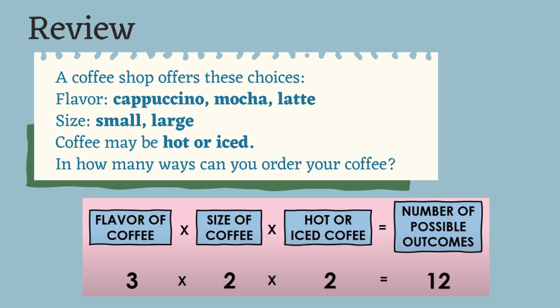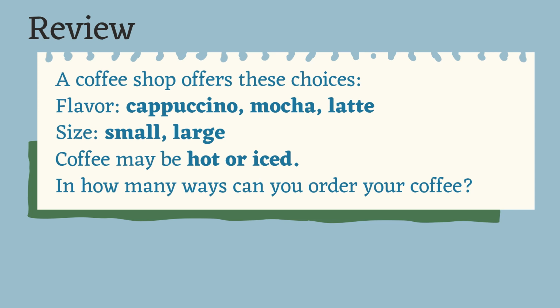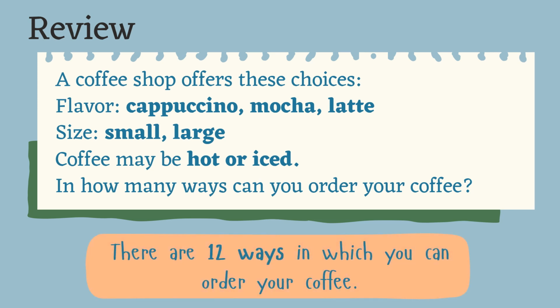Since we have three flavors of coffee and then two sizes for the coffee, and it could be in hot or iced coffee, then we're going to multiply each of the variables. We have 3 times 2, that is 6, times 2, that will be equal to 12. So the number of possible outcomes will be 12. To answer this problem, we can say that there are 12 ways in which you can order your coffee.